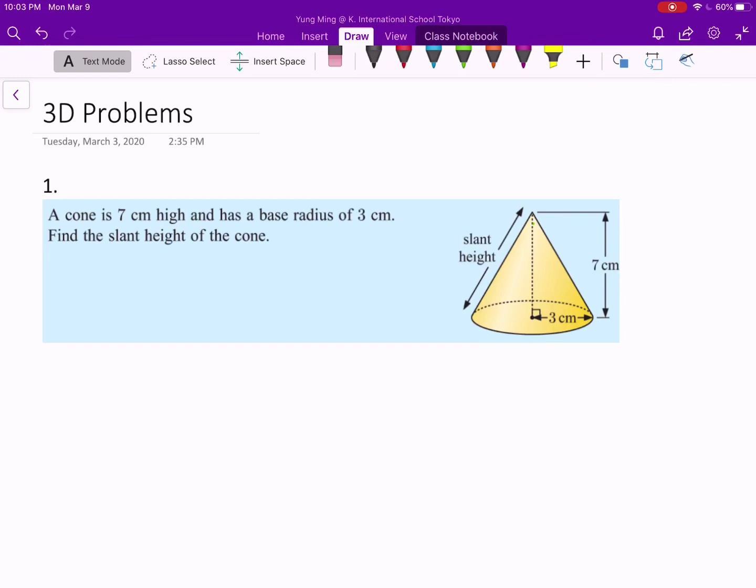And now let's look at the first example. We have a cone, which is 3 centimeters high, and it has a base radius of 3 centimeters. We need to find the slant height of the cone. So as you see, the slant height is this length over here, basically.